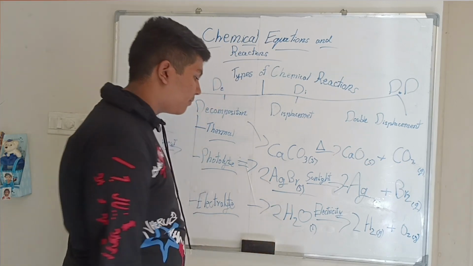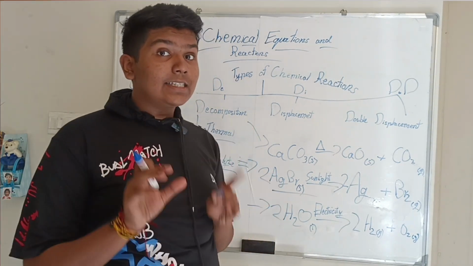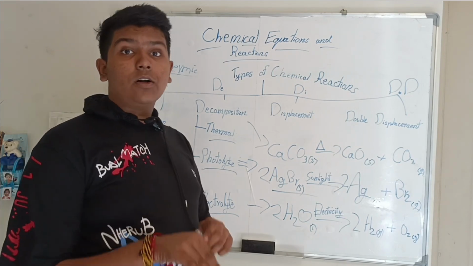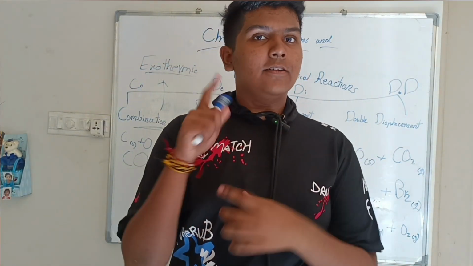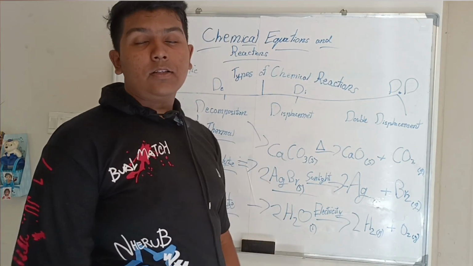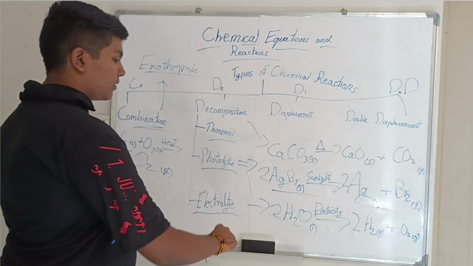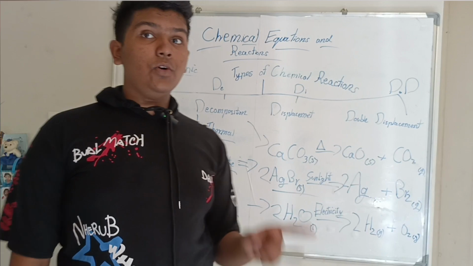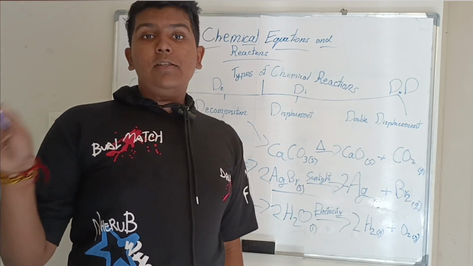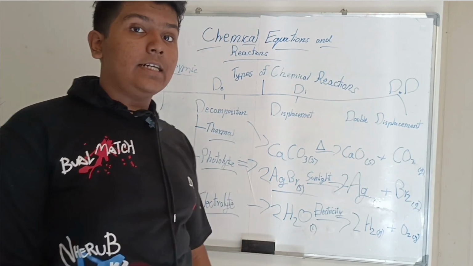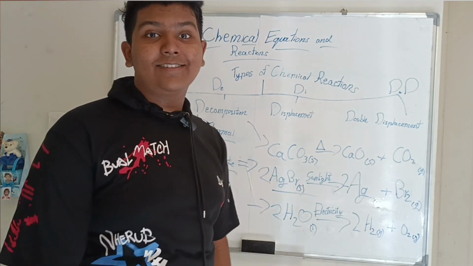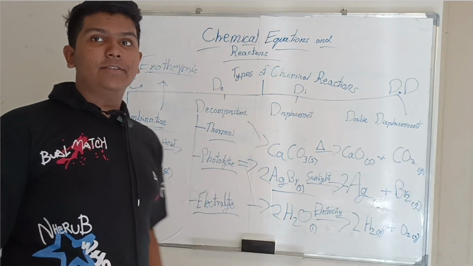And H2O, the state is liquid. Most of the solutions will be aqueous, right? But since this is H2O and is water, we write it as liquid. So the symbol is L. Rest like gas and solids will be G and S. The solutions are aqueous. So electrolysis: 2H2O, arrow with electricity, 2H2 plus O2. And don't forget to write the states, because states are also important. I don't mean those nation states or whatever. I mean the states. Okay, now next is displacement.